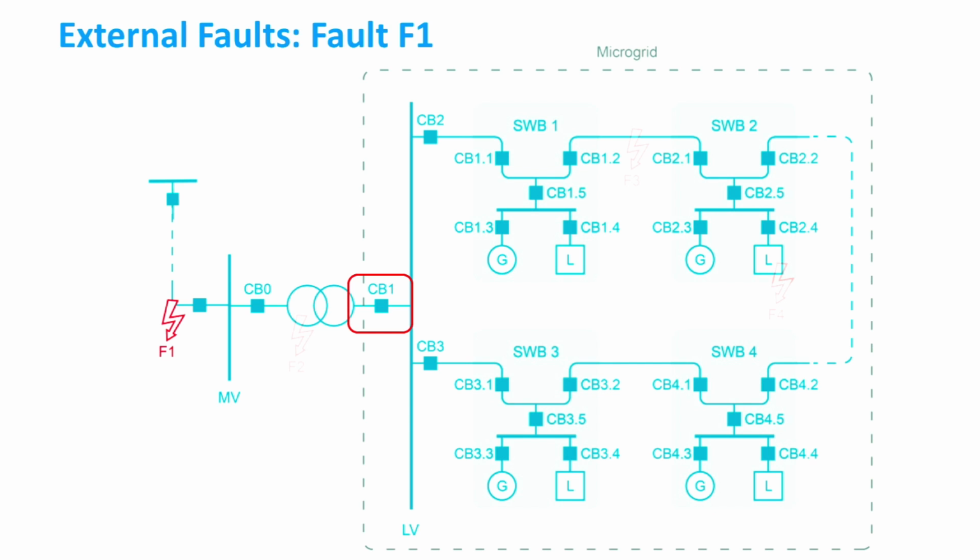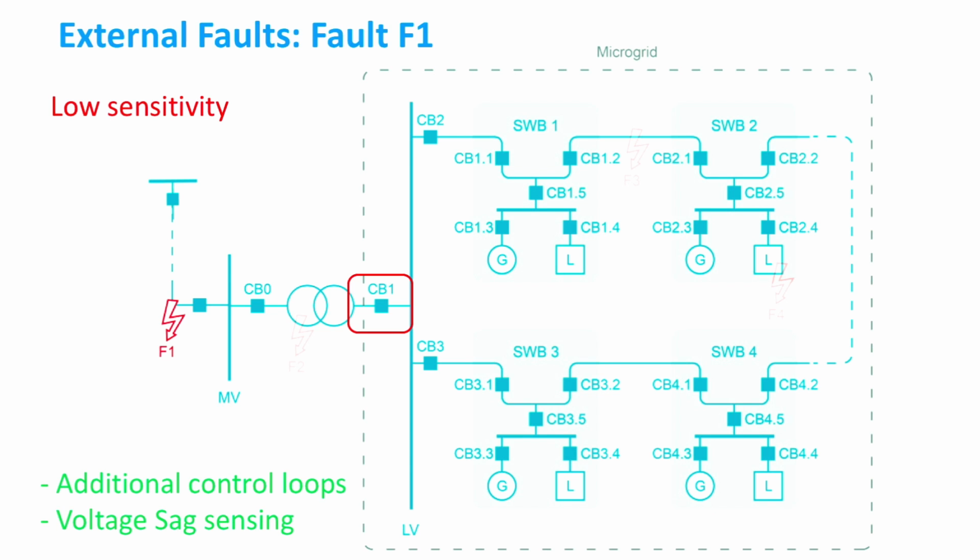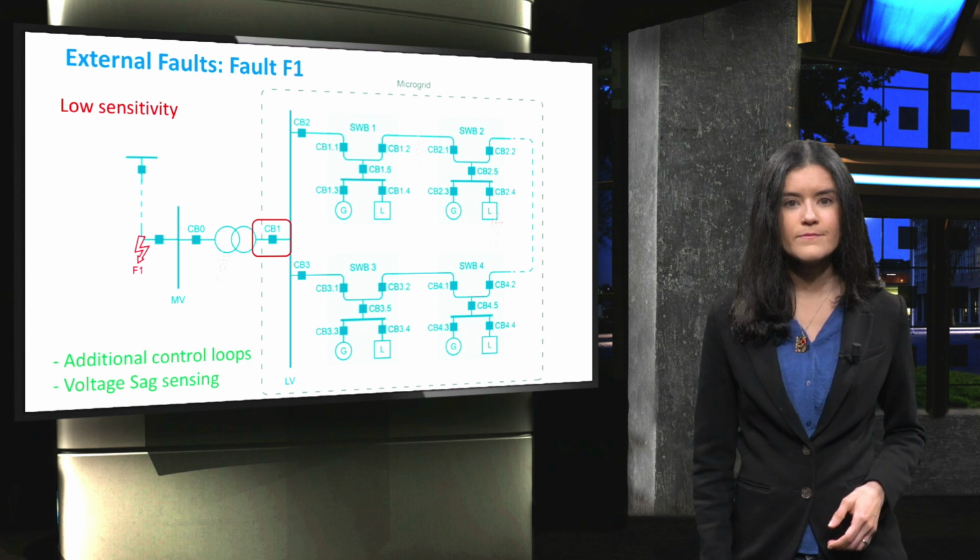Therefore, this rather low fault current generated by the distributed generators can result in a sensitivity problem in the protection. A solution to prevent this would be to add additional control loops to the distributed generators to have them generate higher fault currents. An alternative solution to the sensitivity problem during faults at F1 is to have voltage sag sensing, where both the amount and duration of the voltage drop can be measured and analyzed during the fault.